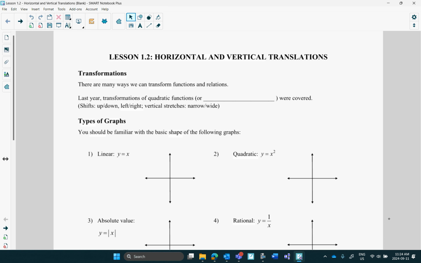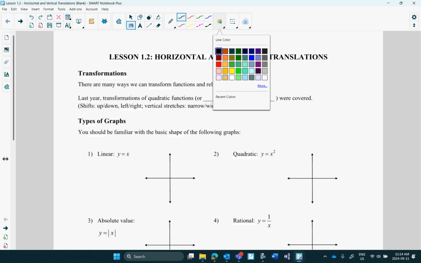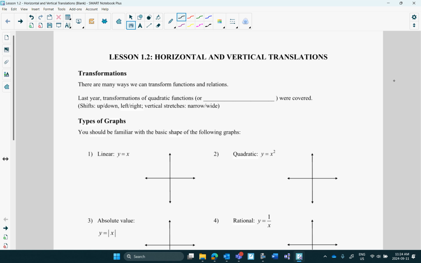So last year, the big graph we looked at were quadratic functions. Or the name of the graph of a quadratic function, do you remember? What did we call it? Parabola.